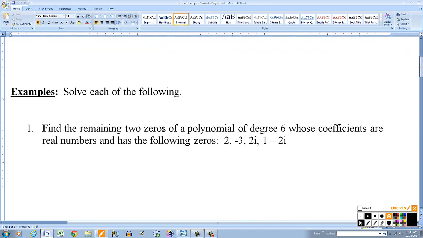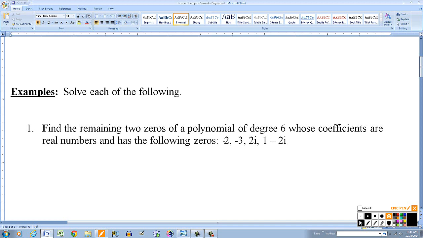This one states, find the remaining two zeros of a polynomial of degree 6 whose coefficients are real numbers and has the following zeros. If we have degree 6, then we expect to have at most 6 distinct zeros. Now they could be repeated zeros, so it could be, for example, something like (x minus 2) to the 6th power. So 2 is a zero, but its multiplicity is 6. It's just repeated 6 times. But if it's degree 6, I would expect at most 6 distinct zeros.